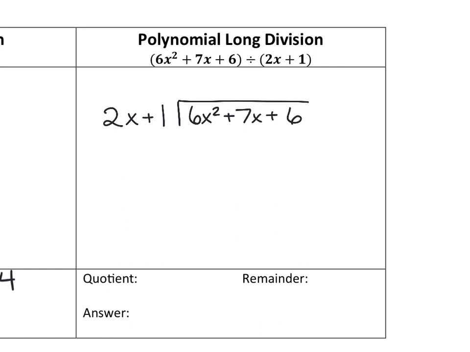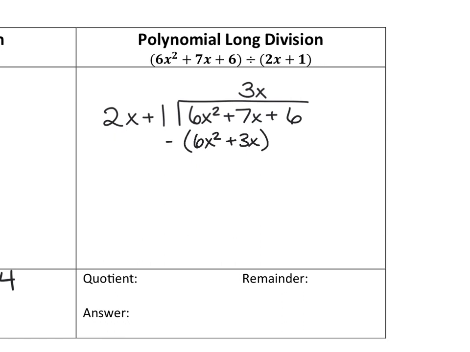Just like I did before, I skip the first term and go to the second, and I would see how many times 2x plus 1 would go into 6x squared. I'm really only looking at these first terms. 6x squared divided by 2x is 3x. Then we multiply everything. 3x times 2x is 6x squared. 3x times 1 is 3x.